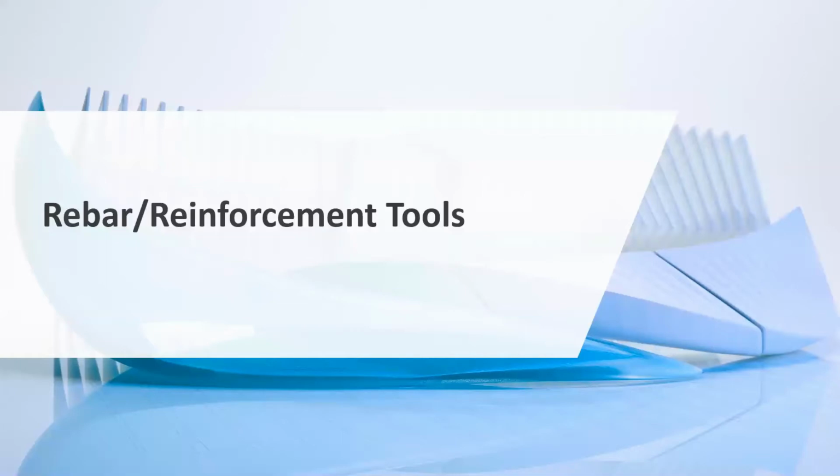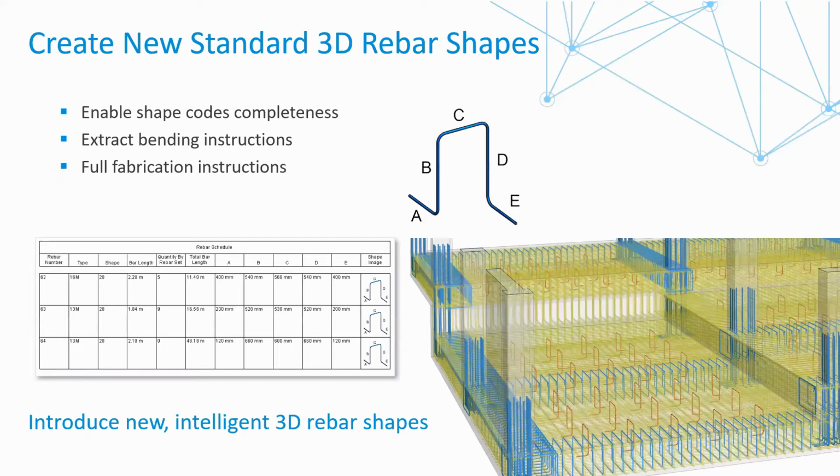Right. Now going into rebar or reinforcement tools, there's quite a few features that have been added into Revit 2021, and a few exciting ones that would make our workflow much better and much easier for our reinforcement or rebar detailing. The first one I'd like to look at is the introduction of new standard 3D rebar shapes, right? Specifically this shape code 83, right? What Revit allows us to do is enable shape code completeness, extract bending instructions, and also full fabrication instructions, right?